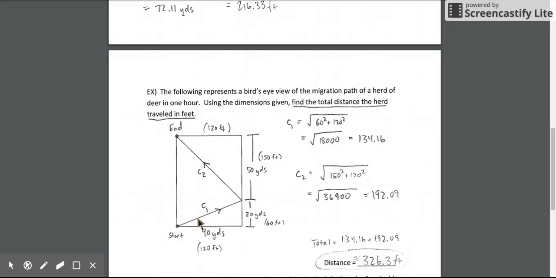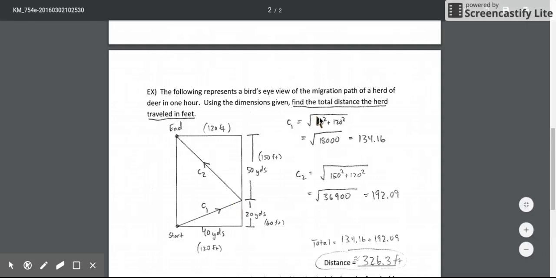So let's solve for the hypotenuse of this first right triangle. I'm going to break up that 70 yards into just 20 yards for the first right triangle, and we're solving for the hypotenuse. So we know that if we take the square root of the sum of the squares of the legs, we can solve for that. So if I square root 18,000, I get approximately 134.16. So there's our first distance.